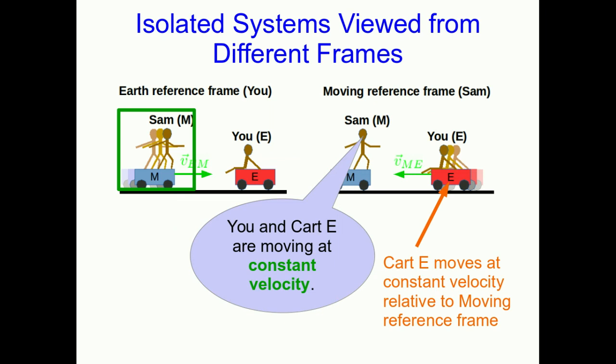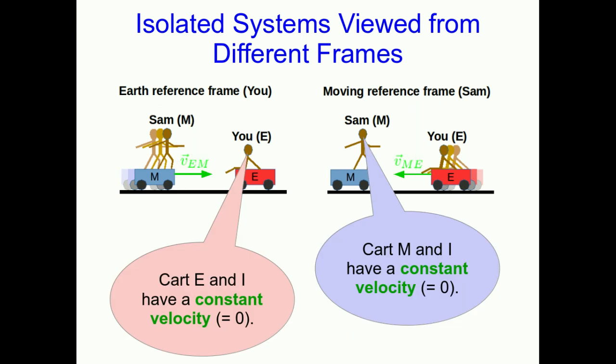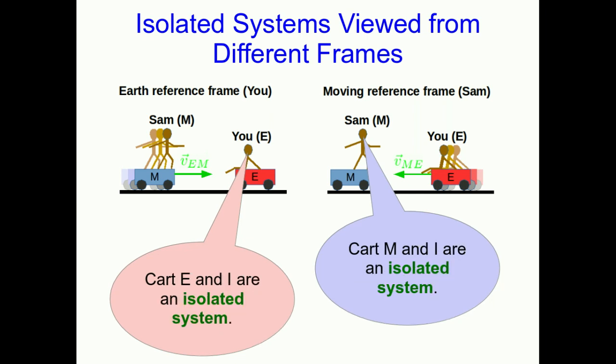Well, by the same argument, according to Sam, you and cart E are moving at a constant velocity, and so you have a constant momentum. So according to Sam, you and cart E are an isolated system. But you also agree, each of you believes that you are moving at a constant velocity. You believe you're moving at a constant velocity. It happens to be 0. Sam believes that Sam is moving at a constant velocity, also 0. And so each of you believe that you are in an isolated system.